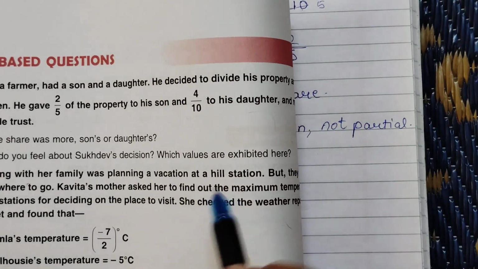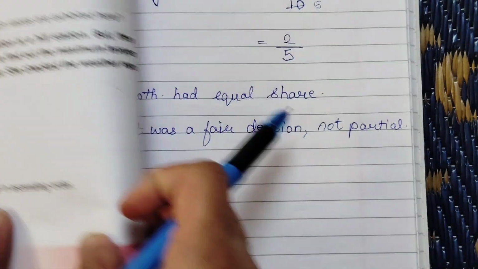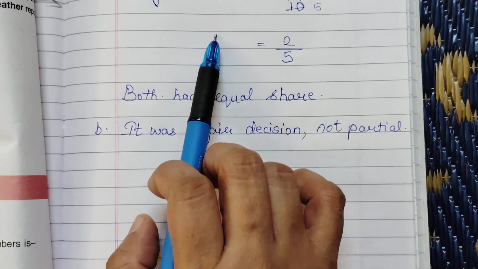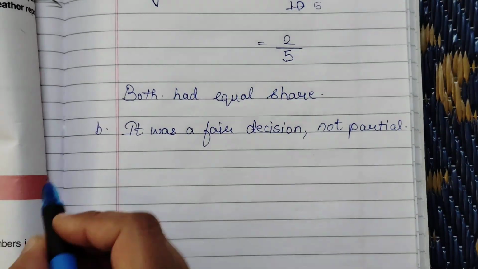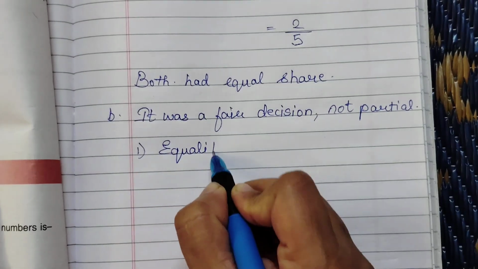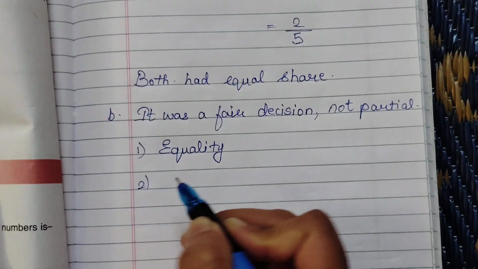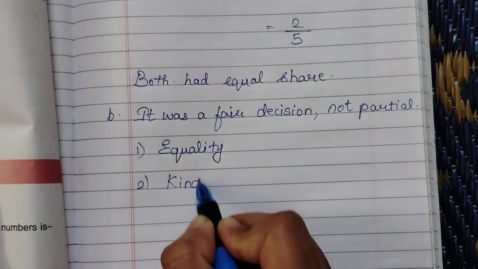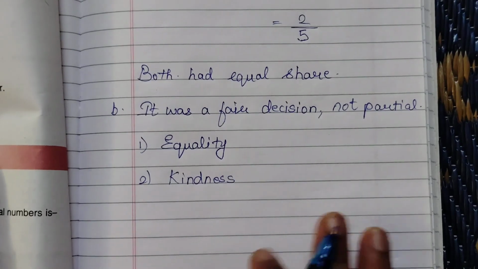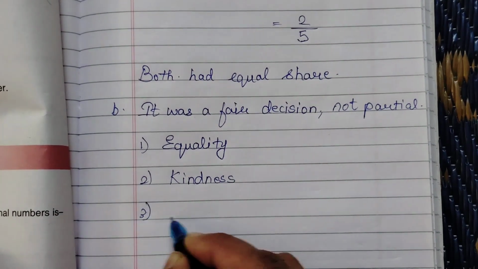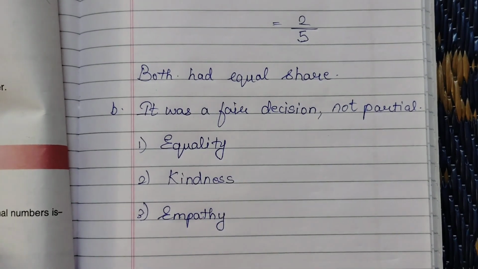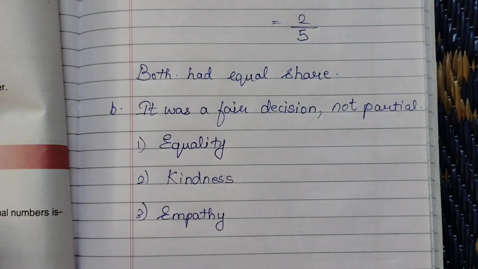Next, continuing the question, which values are exhibited here? The first value we can see is that he has given the shares equally. So the first quality we see here is equality. Second, we can say kindness. He was kind towards both of them. We can also say empathy. What is empathy? Thinking of another person.